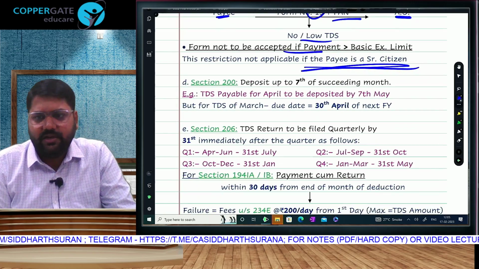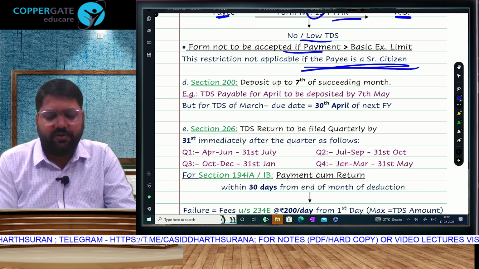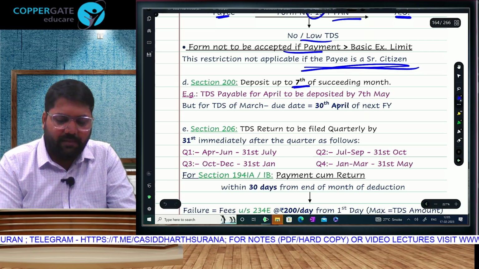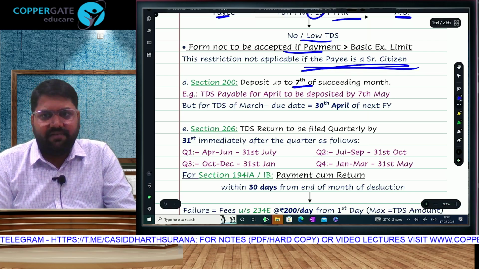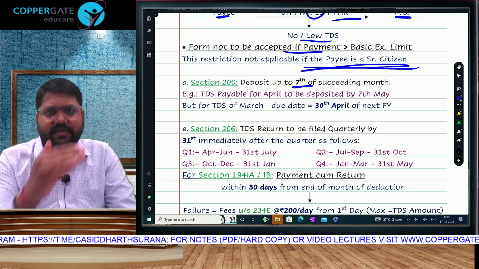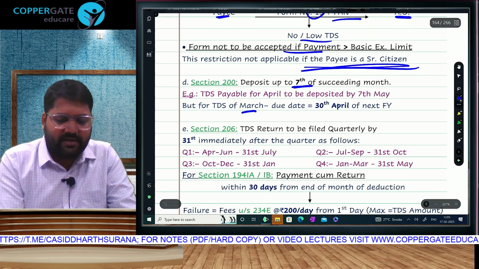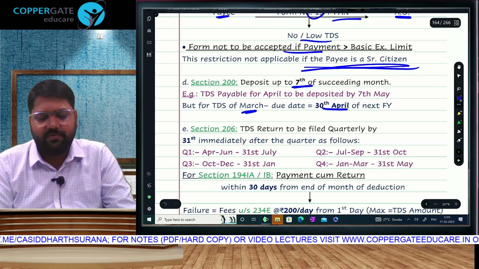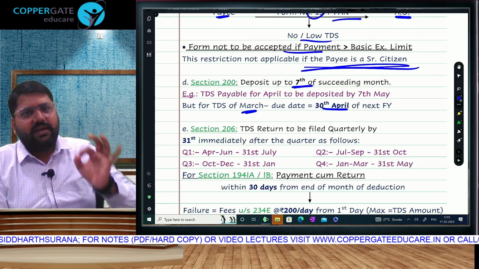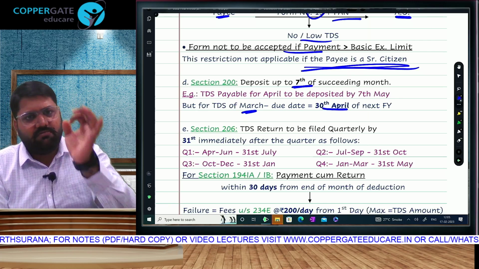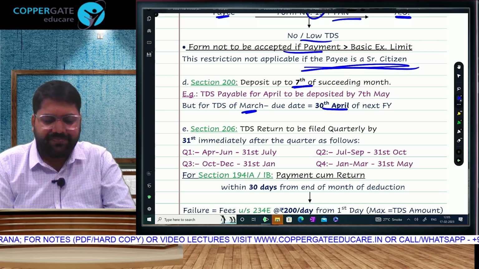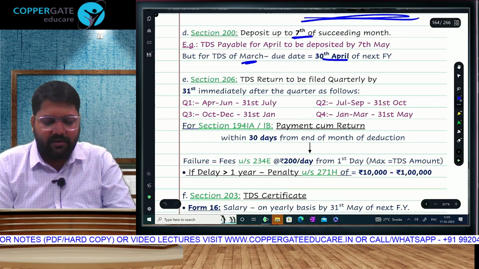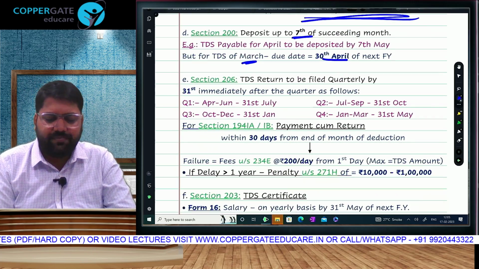Now that the deduction duty of TDS is over, it is the duty of the payer to deposit the money. The money has to be deposited by the 7th of the next month, meaning April's by the 7th of May, May's by the 7th of June. But for March's TDS we give extended timing up to 30th of April. So first 11 months' TDS by the 7th of the next month, March's TDS by 30th of April is going to be applicable. Then quarterly TDS returns have to be filed.